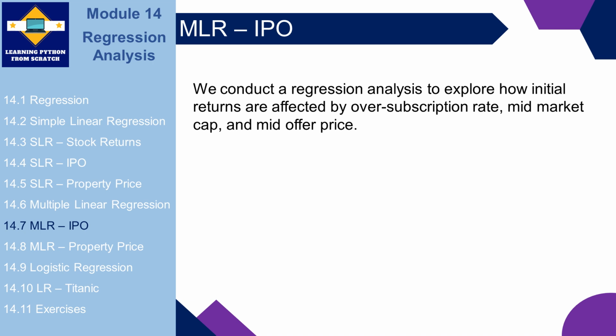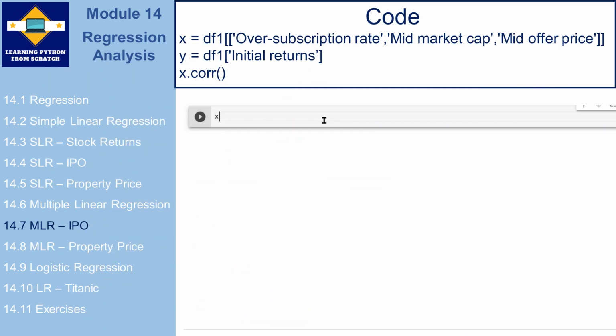Now we are going to conduct a regression analysis to explore how initial returns are affected by oversubscription rate, mid-market cap, and mid-offer price. Then we are going to import variables into our model. We are going to use oversubscription rate, mid-market cap, and mid-offer price as independent variables, and then we are going to use initial returns as the dependent variable.